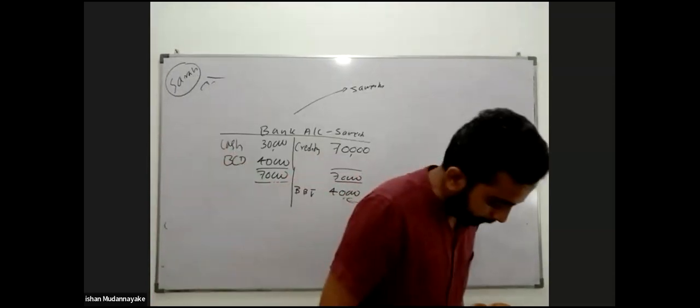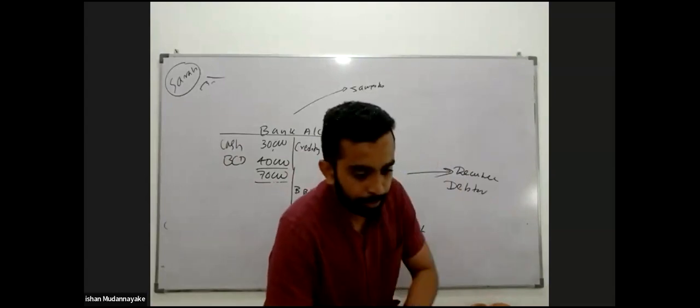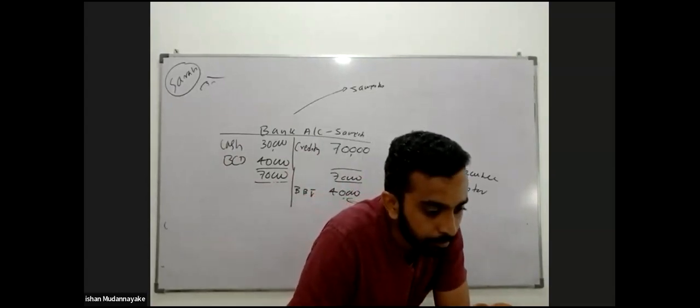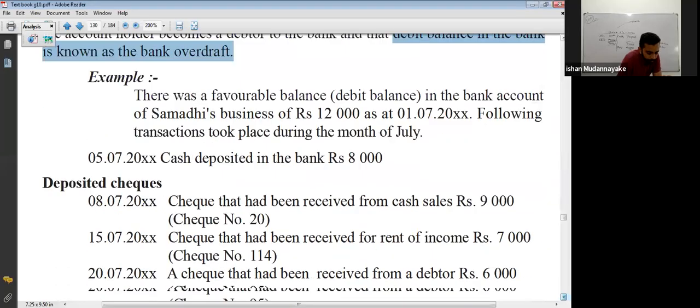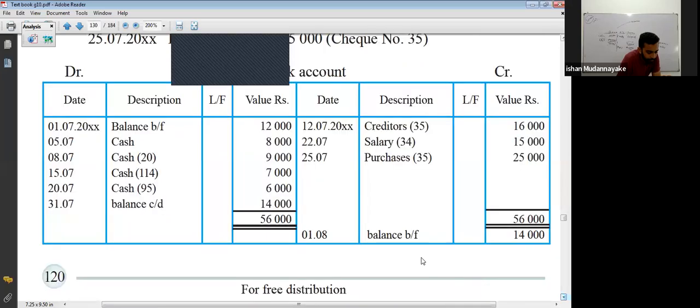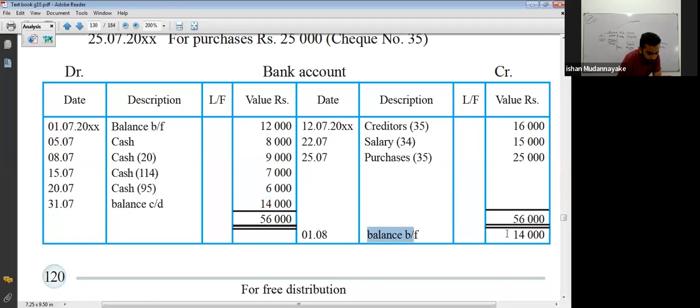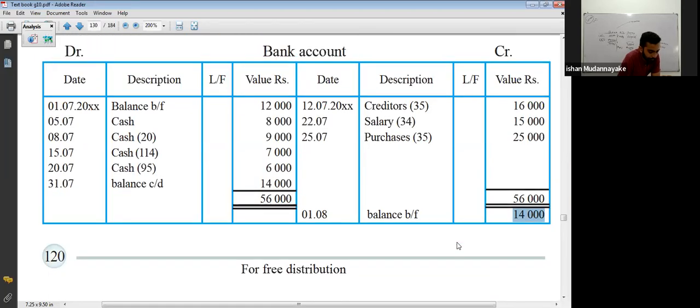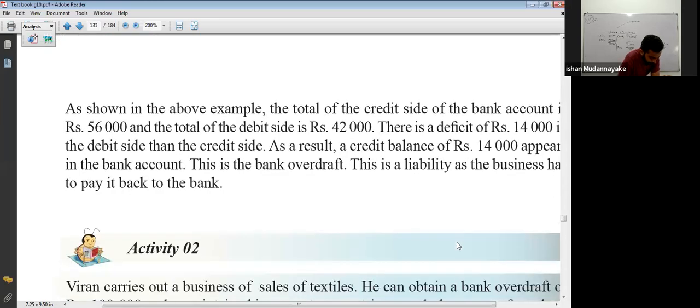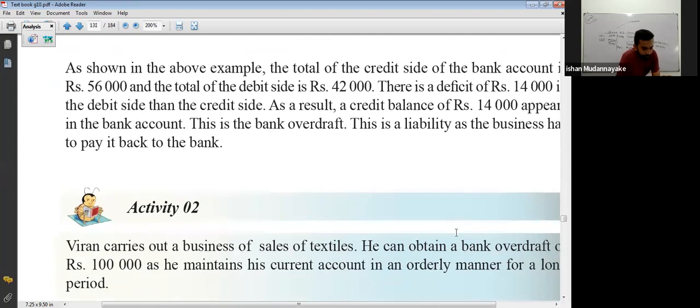Fine. Then here you can see one of the examples in the textbook. Here the balance carried down 14,000 on the debit side, and then the balance brought forward on the credit side for this 40,000 bank overdraft. Right, finish.